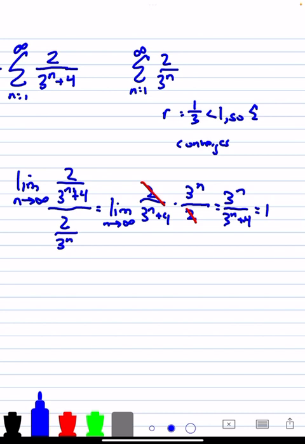And once again, 1 is a positive number and it's a finite number. It means it's not infinity. So under those cases, and you can go back and look at the notes for the limit comparison test, we know that our original series converges.